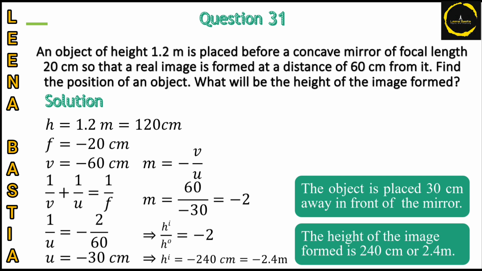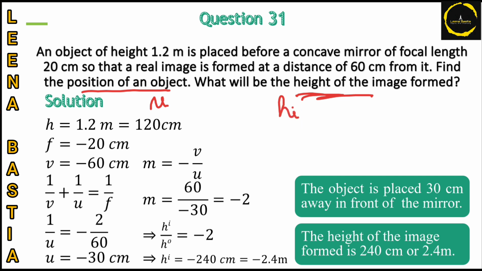An object of height 1.2 meter is placed before a concave mirror of focal length 20 centimeter, so that a real image is formed at a distance of 60 centimeter from it. Find the position of the object. What will be the height of the image? We have to find the position of the object, that is u, and the height of the image, that is hi. These two we have to calculate.